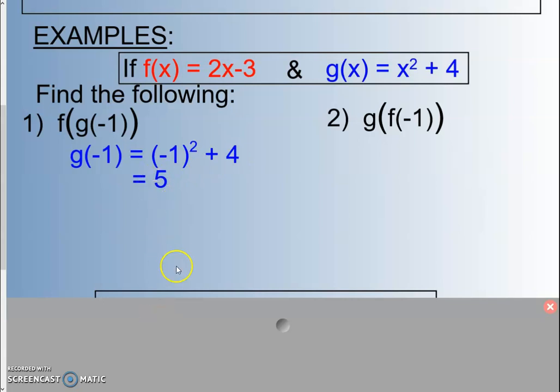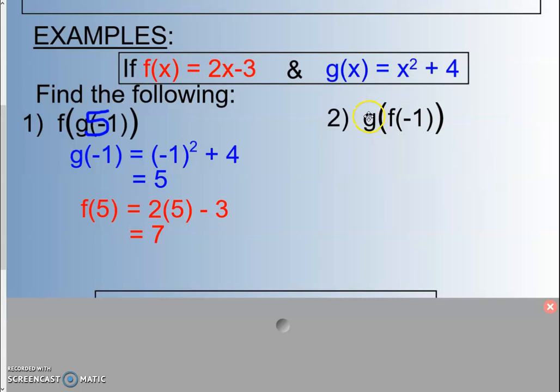Now, that 5 is now what g has put out of its function. And so now what we need to do is f of 5. Whatever g puts out of its range falls directly into the f function. And what's f do to the number 5? Well, it multiplies it by 2 and subtracts 3. And so it gives us 7. So that's what f composed with g of -1 looks like.